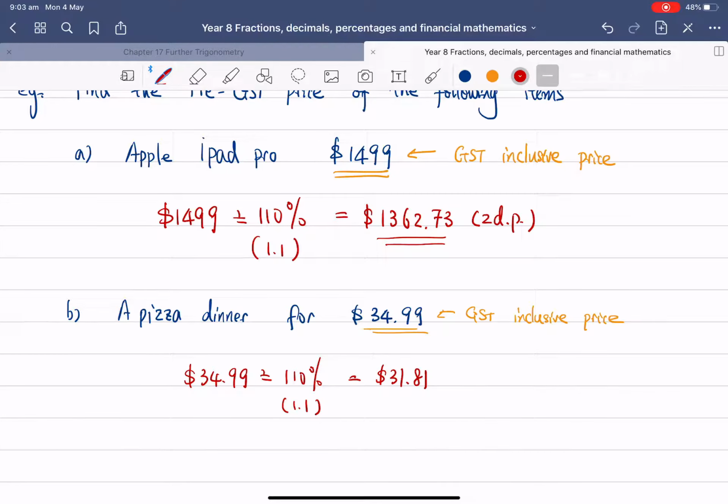$31.81. Okay, so for a pizza dinner that costs you $34.99, around $3 is the tax that you have to pay to the government, and the rest you pay to the shop. All right, so this is to 2 decimal places, and that's the pre-GST price. Okay, so that's the first example.